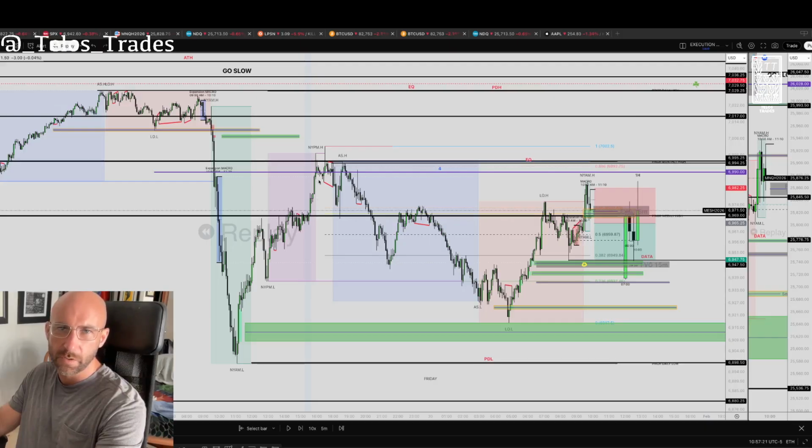After close yesterday, we had Apple earnings. They didn't really impact the markets too much. This is ES, by the way, on the 5 minute chart. In Asia, we're just kind of seeing ranging price action.